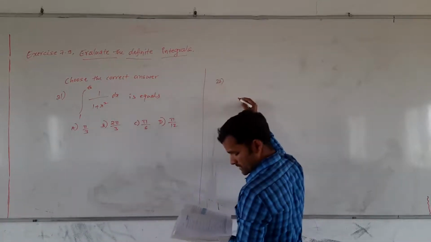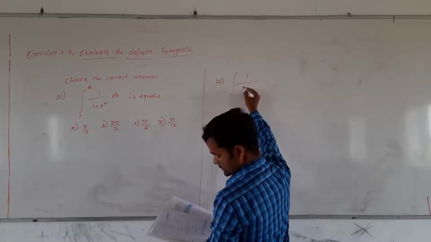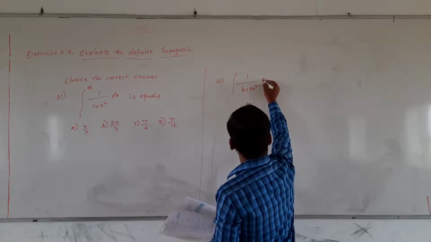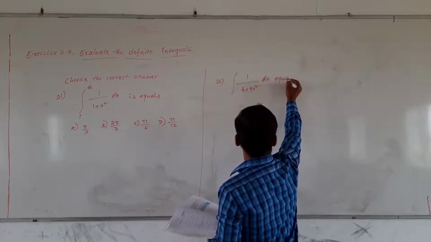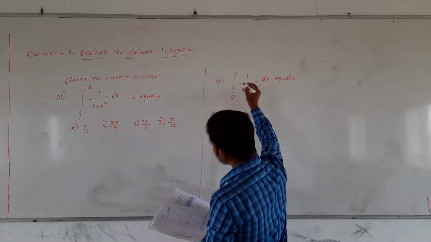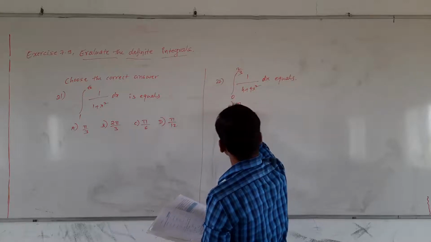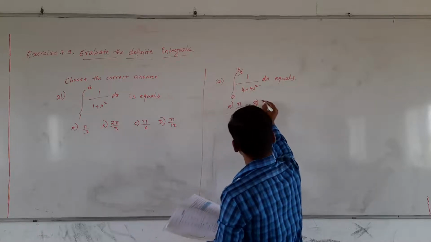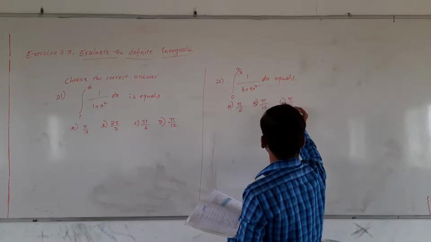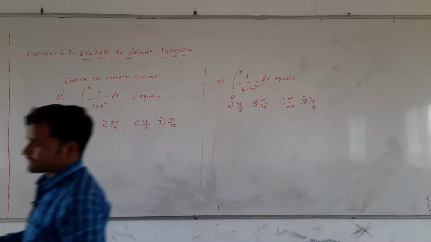Now problem number 22. The integration of 1 by 4 plus 9x square into dx equals, integrating from 0 to 2 by 3. What about the options? Option A is pi by 6, option B is pi by 12, option C is pi by 24, option D is pi by 4.